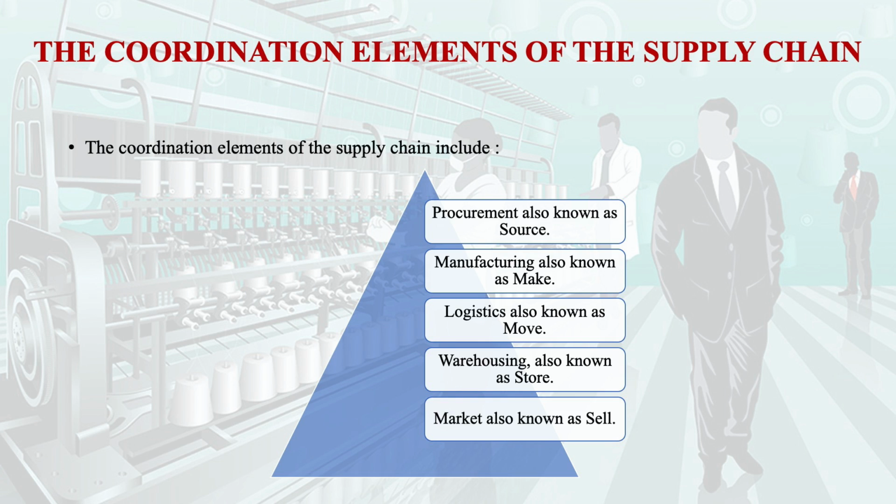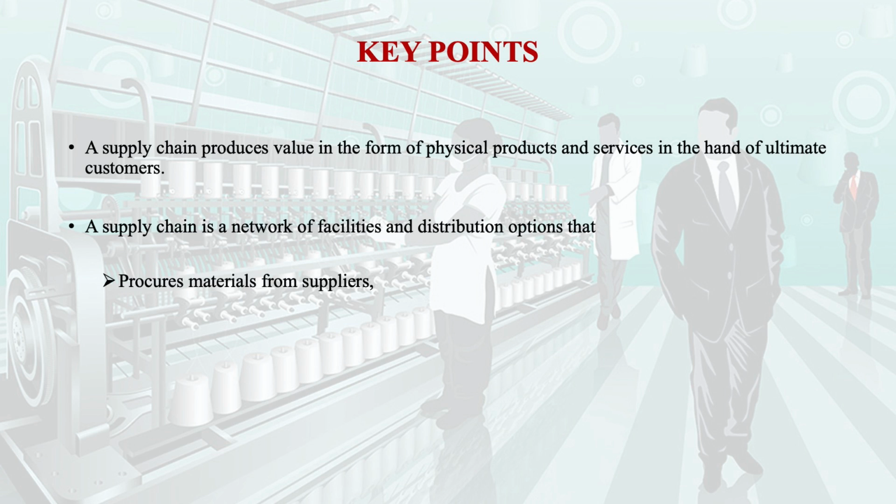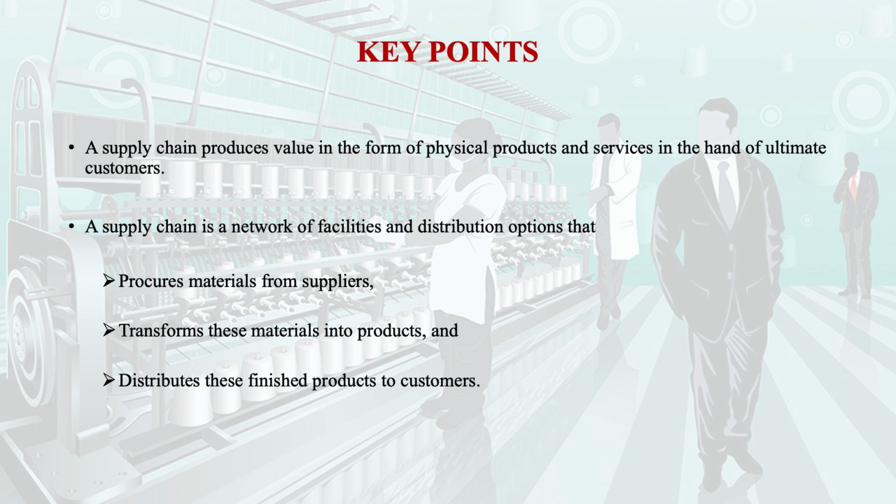The key points are: a supply chain produces value in the form of physical products and services in the hands of the ultimate customer. A supply chain is a network of facilities and distribution options that procures material from suppliers, transforms these materials into products, and distributes these finished products to the customers.